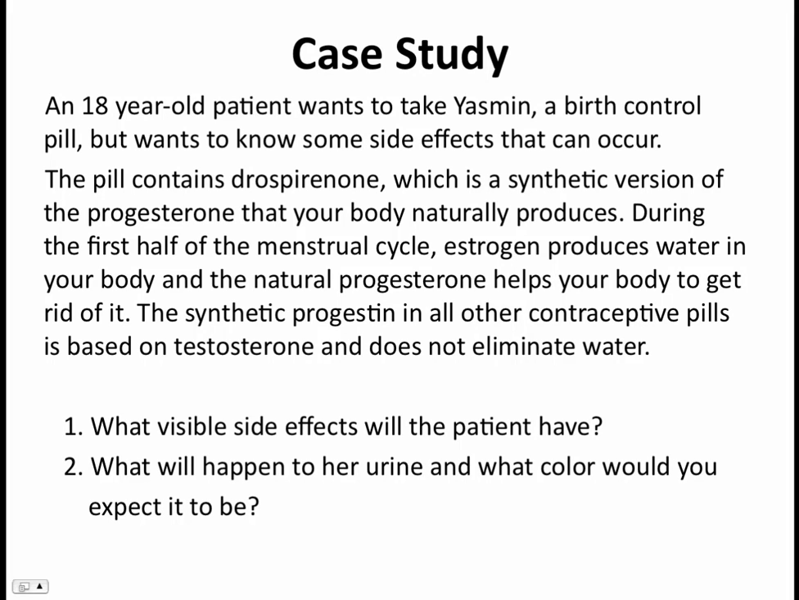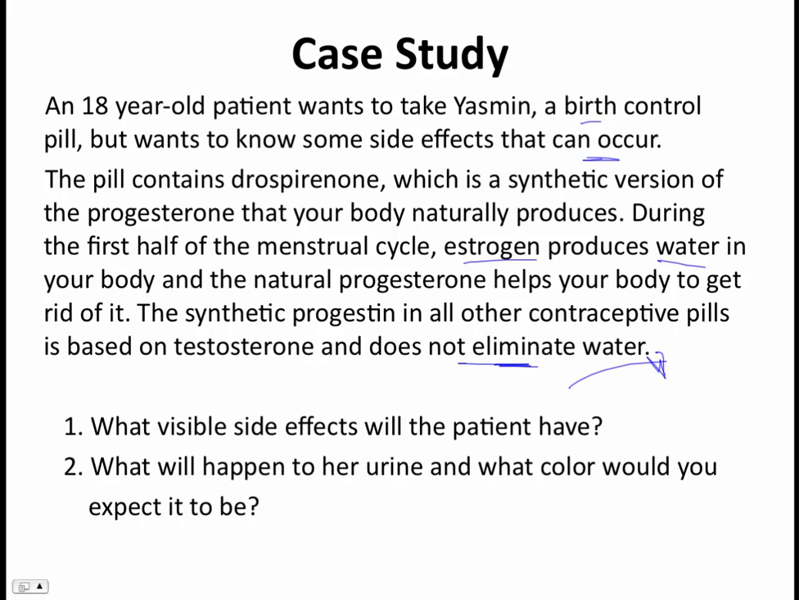Now, I had a student one time asking, well, why is it that I'm taking birth control and my urine is very concentrated? So let's look at this case study where an 18-year-old patient wants to take Yasmin, a birth control pill, but wants to know some side effects that can occur. The pill contains drospirenone, which is a synthetic version of the progesterone that your body naturally produces. During the first half of the menstrual cycle, estrogen will retain water in your body, and the natural progesterone helps get rid of all that water. The synthetic progesterone in all other contraceptive pills is based on testosterone and does not eliminate water.